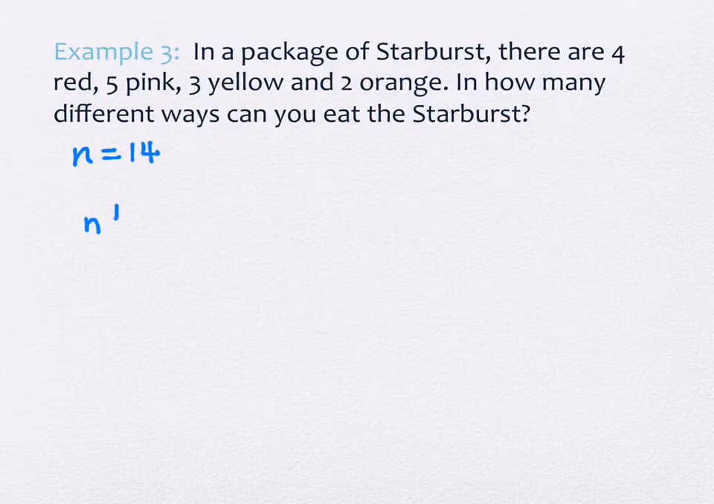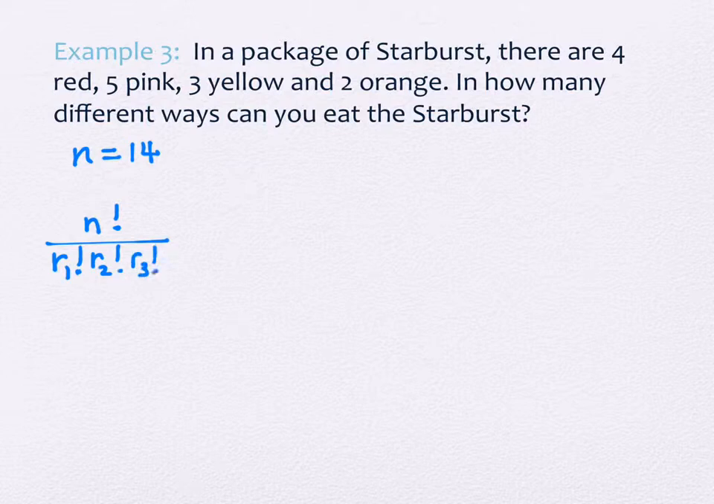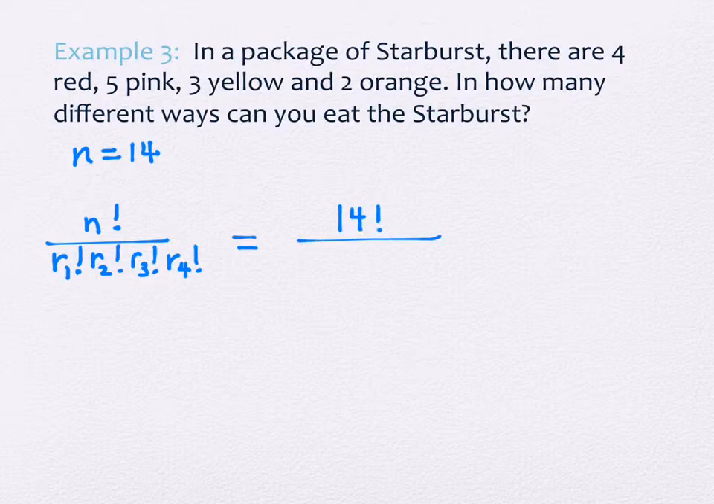I'll write it down here. You don't have to write it down again, but just as a reminder, this is n factorial over r sub 1 factorial, and we're going to have 4 of them. So r1, r2, r3, and r4. All right, so for us, we already said that the n is 14. What in the world's going to go in my denominator? Each of them is with a factorial sign after it, but yes. So 4 factorial, what do I have? 5 factorial, 3 factorial, 2 factorial.